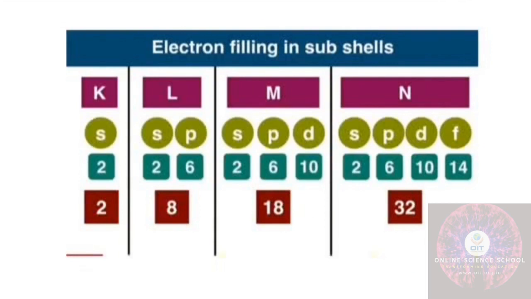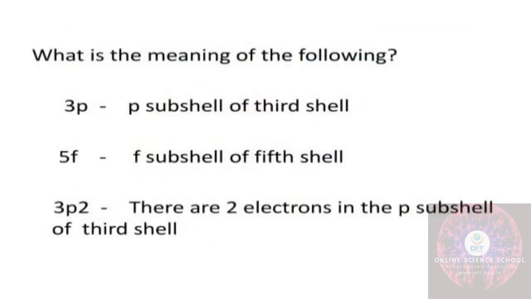Then how can electrons be filled in these subshells? I will give you the exact calculation in your notes. Then what is the meaning of the following? 3p. 3p means p subshell of the third shell. Then 5f means f subshell of the fifth shell. Then 3p2 means there are 2 electrons in the p subshell of the third shell.